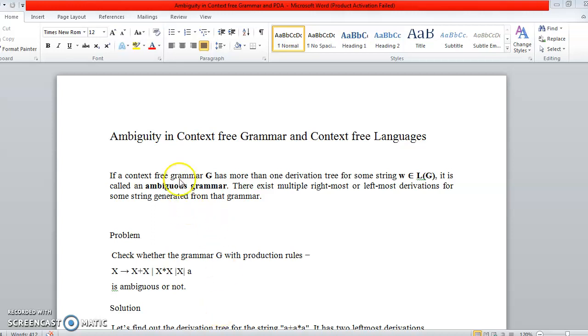That means if a context-free grammar has more than one derivation tree for some string, it is called an ambiguous grammar. That means there exist multiple rightmost or leftmost derivations for some string generated from that grammar. So if to have some string in a production rule, I use more than one left derivation method or right derivation method, then it will be ambiguous.